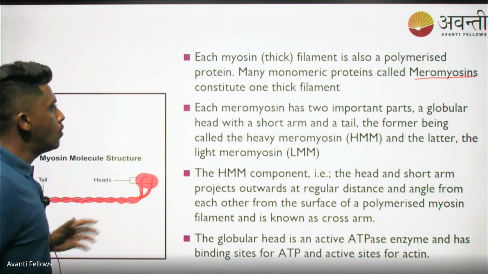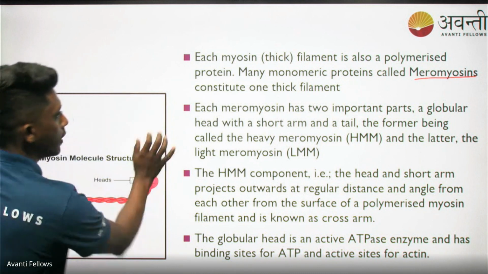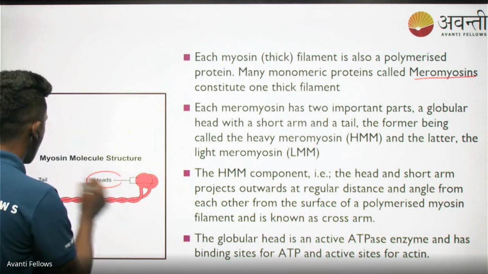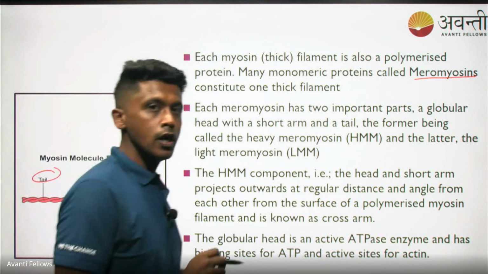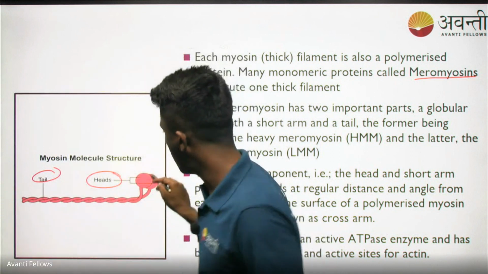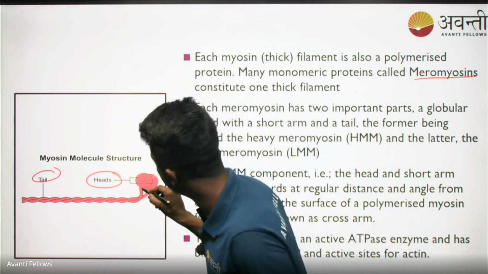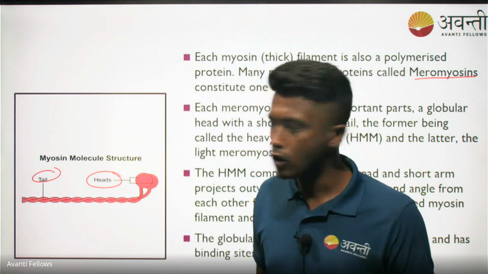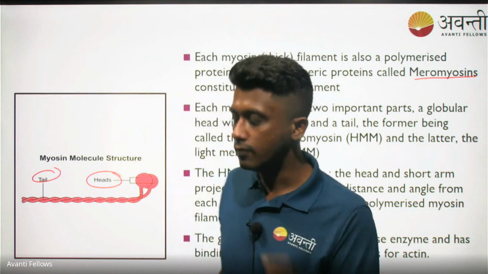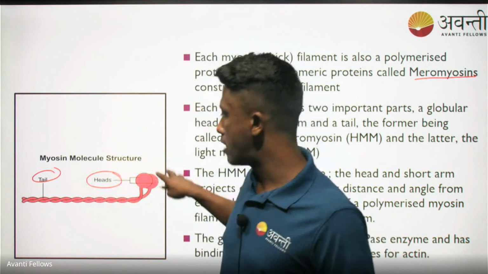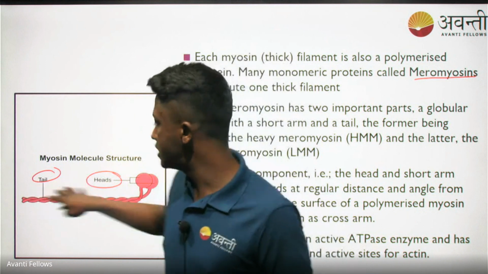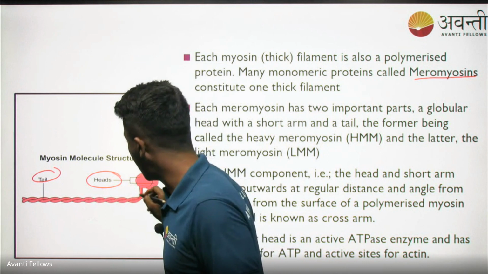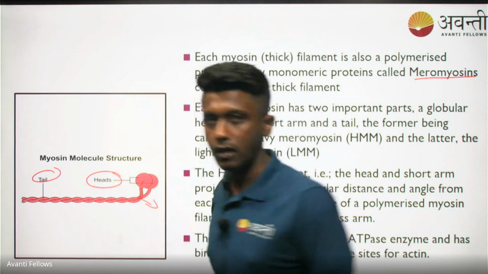Now when you look at the meromyosin, it has two important parts. One is the head part, the other is the tail part. Between the head and the tail, there is also another region called the neck region. The neck region plays a very important role. Why it plays an important role, we'll talk about it. So the meromyosin, or the myosin, has two regions: the helical tail region, and a projected head region with the support of a neck.